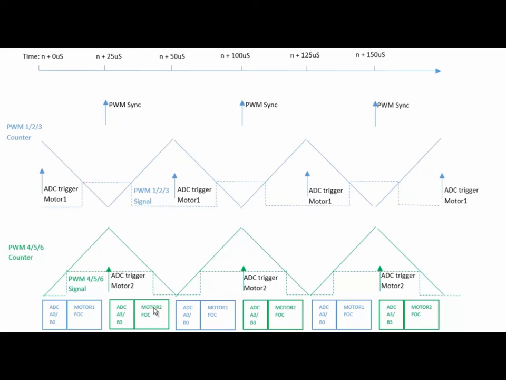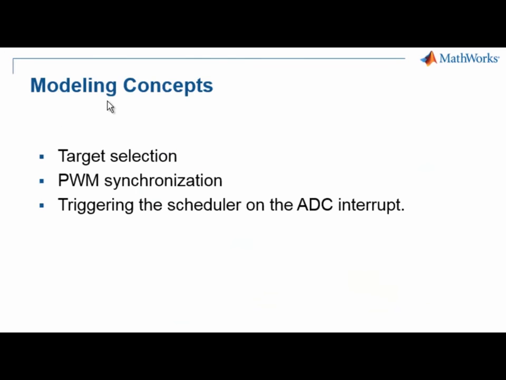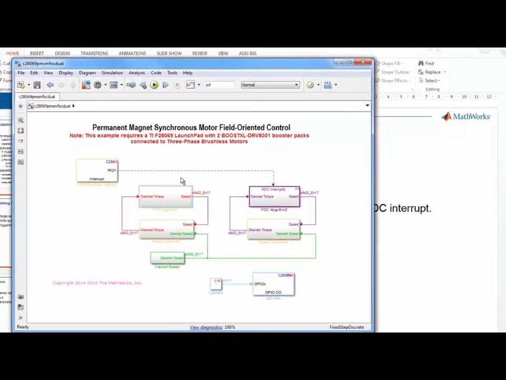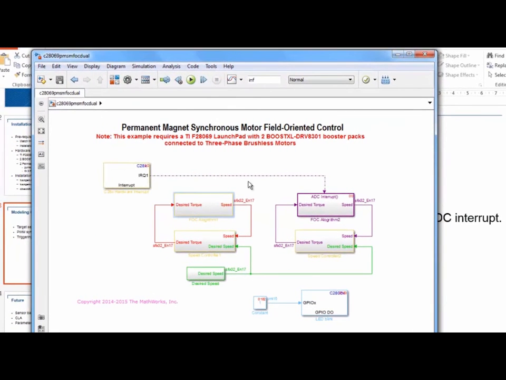The last modeling concept I wanted to talk about is the ability to trigger the Simulink scheduler based on an ADC interrupt. If I go back to my model, you may have noticed that I only have one interrupt that's triggering the FOC algorithm for motor number 2. I could create the same model with two interrupts, one for motor 1, one for motor 2. The problem when we use interrupt is you get that purple color, and Simulink loses the ability to know that this is a periodic interrupt which is associated with a fixed sample time.